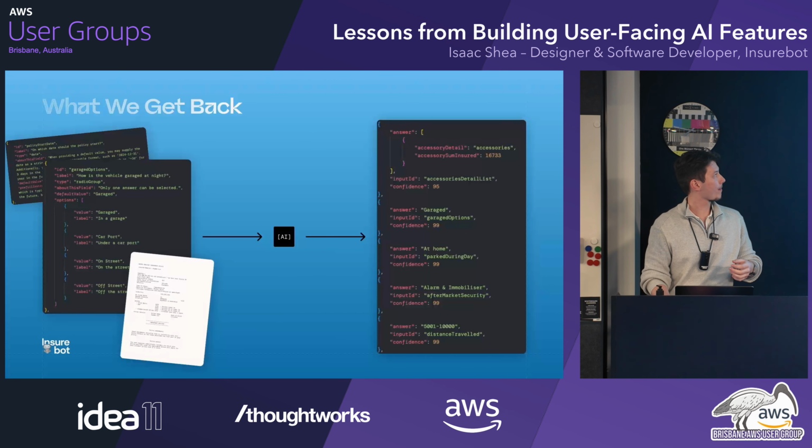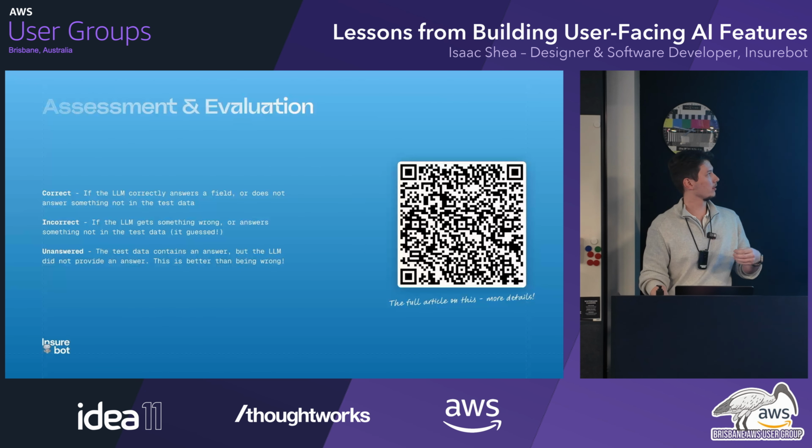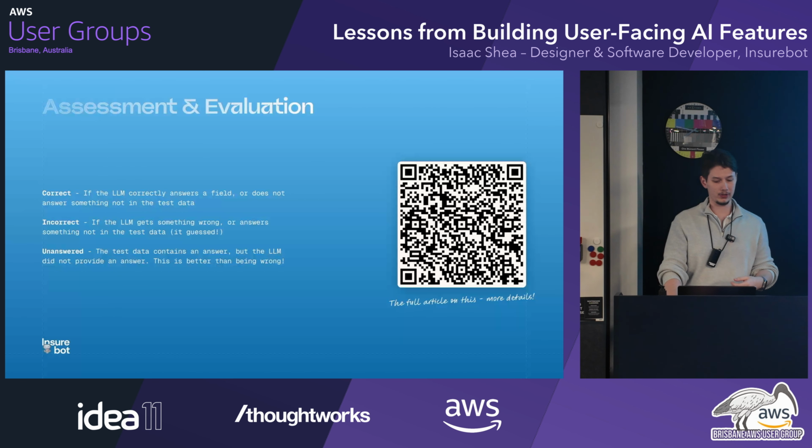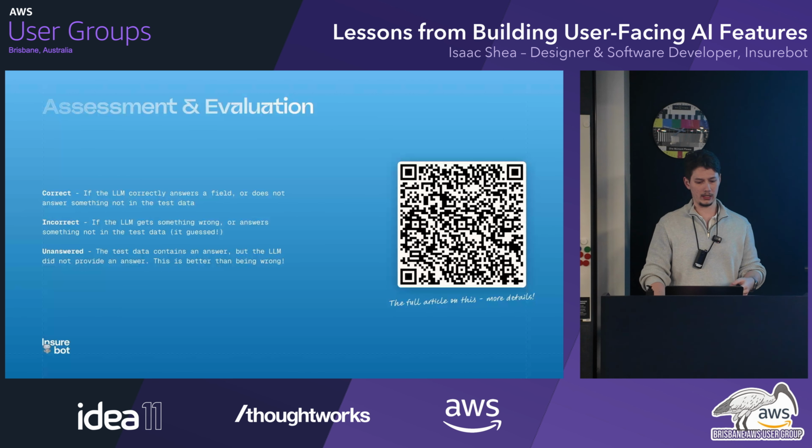So we get that, and then we evaluate that. We have a testing framework that we've built, where we have, I think, about 30 test cases initially, where we ran the system over that with a number of different models and assessed its output. So you've got what it gets correct and what it gets incorrect, which is fairly obvious as to what's happening there. But unanswered is an interesting one.